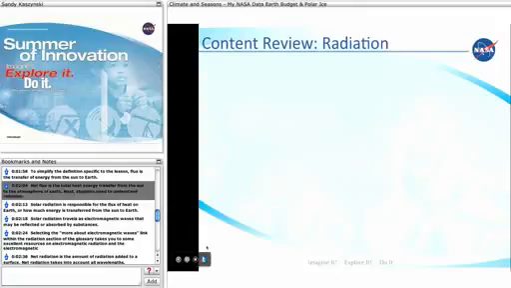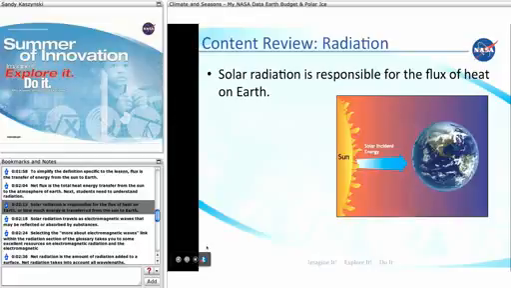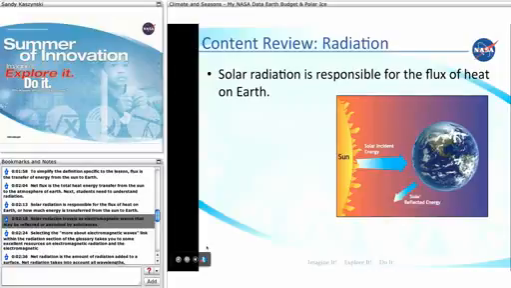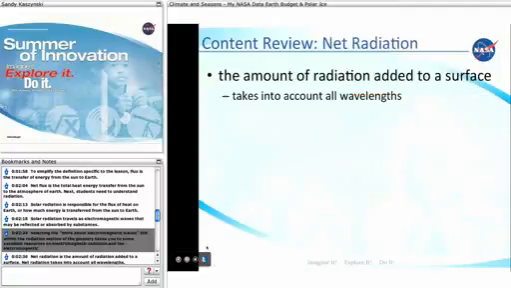Next, students need to understand radiation. Solar radiation is responsible for the flux of heat on Earth, or how much energy is transferred from the Sun to Earth. Solar radiation travels as electromagnetic waves that may be reflected or absorbed by substances. Selecting the More About Electromagnetic Waves link within the radiation section of the glossary takes you to some excellent resources on electromagnetic radiation and the electromagnetic spectrum.